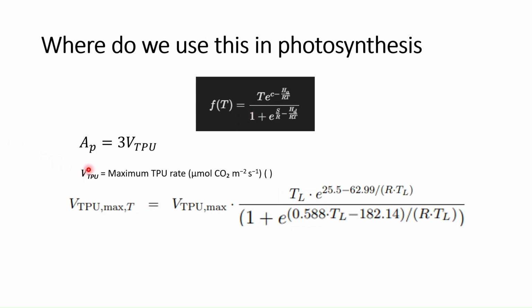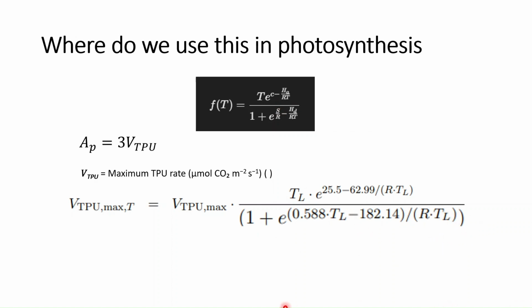This is used in the triose phosphate utilization limited photosynthetic rate. We know that VTPU is the maximum rate at which triose phosphate is utilized, and it is given by this equation, where VTPU is the TPU rate at 25 degrees Celsius, 25.5 is the scaling factor, and 62.99 is the activation energy. If you see here, this equation 0.58 into TL minus 182, I think R has been taken out and this whole term has been rearranged to get it in this form.